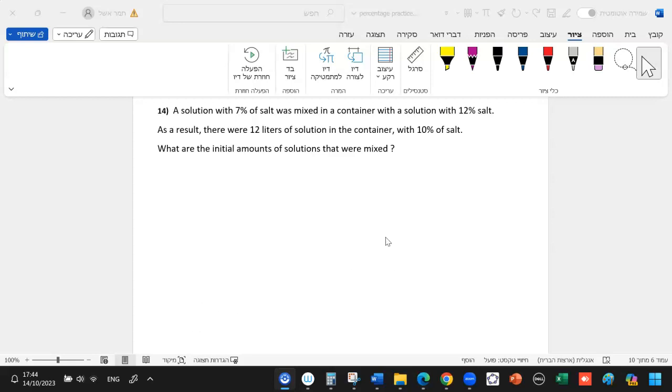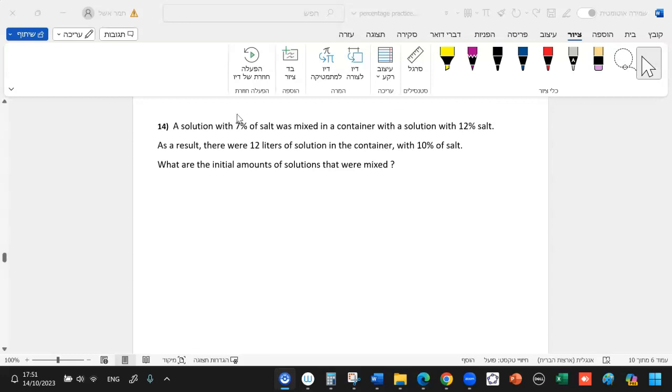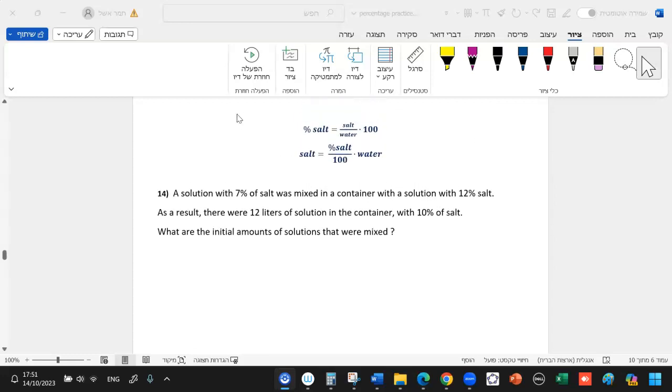This is question 14. Take a moment to read it. Here we are talking about a solution, a mixture of salt and some liquid. Let's say it's water. And we are given information about the percentage of salt in the solution. So let's see what are the connections here.